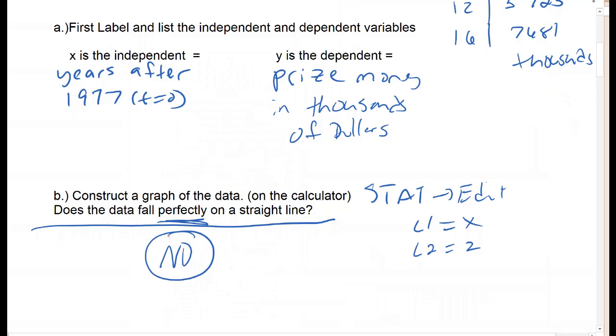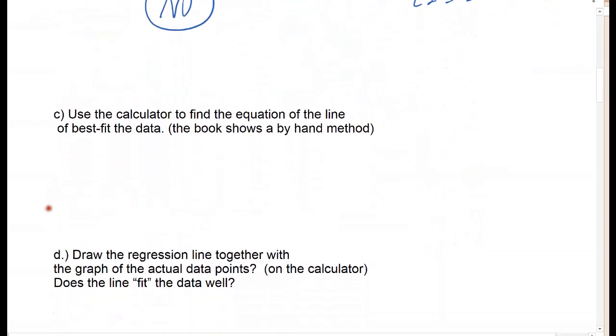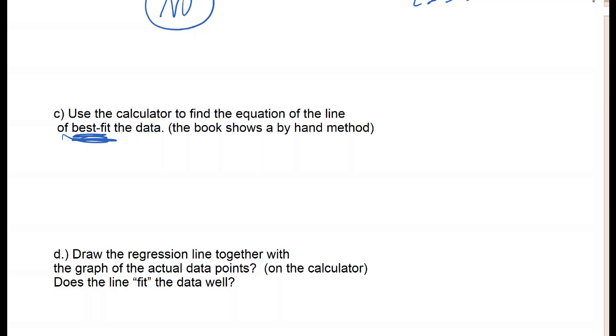It's kind of a straight line, right? But it's not perfectly straight. So I'm going to find a line that best fits the data, meaning it's not going to be a perfect fit, but it's going to fit the data as best as we can. We do this a lot in statistics. We find the best way to make a prediction.